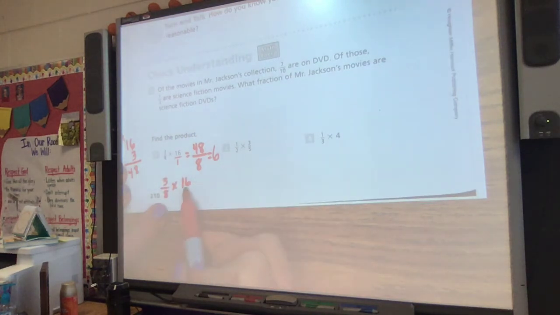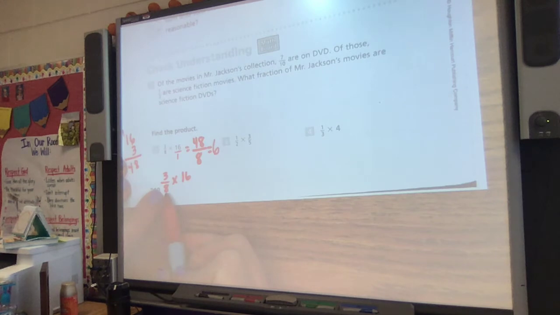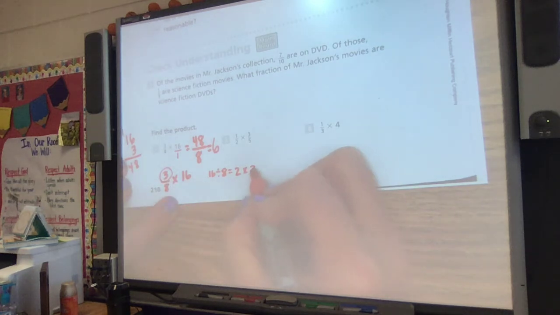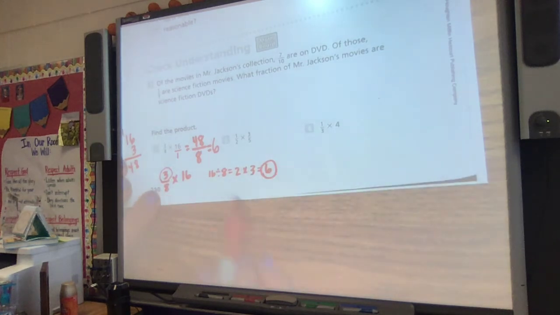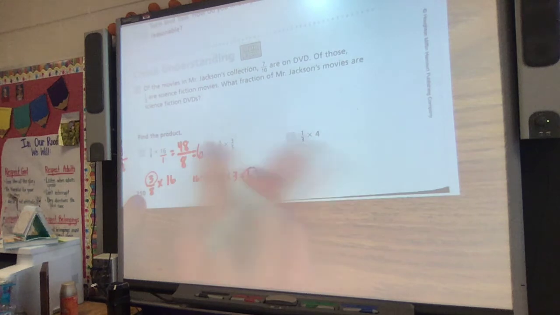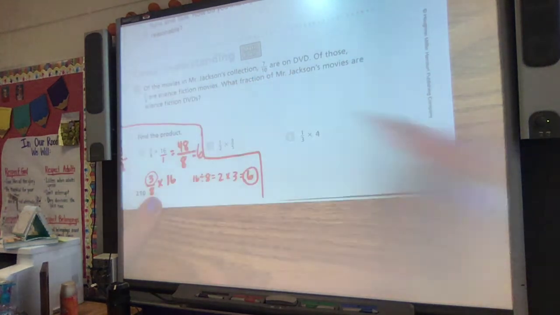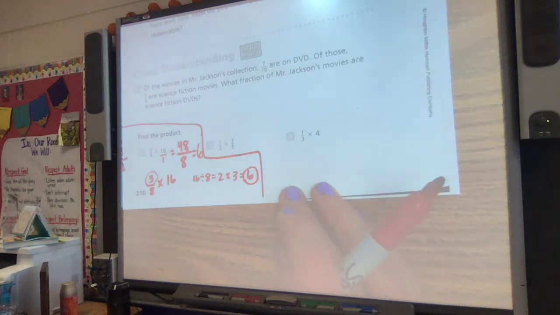All right, I have 16. I divided it into 8 groups. I know 16 divided by 8 is 2. I have 3 of those groups. 2 times 3 is 6. Might seem a little funny, but that's the way my brain kind of works it. If that does not make sense to you, then do not do it. Don't get confused.